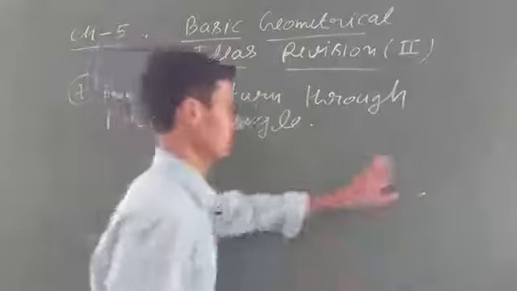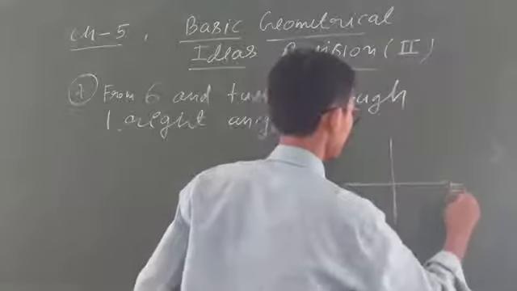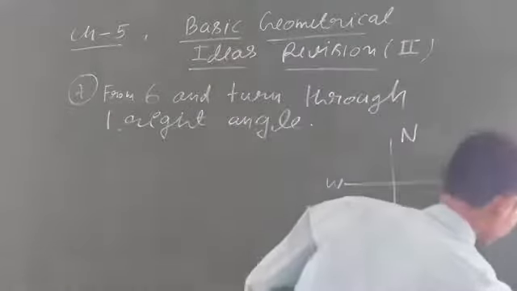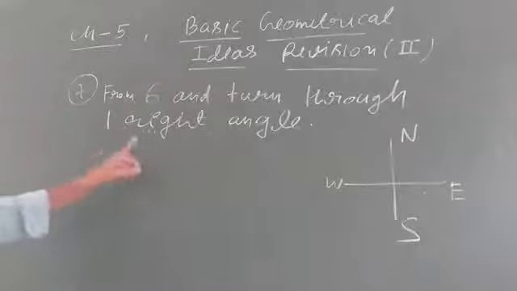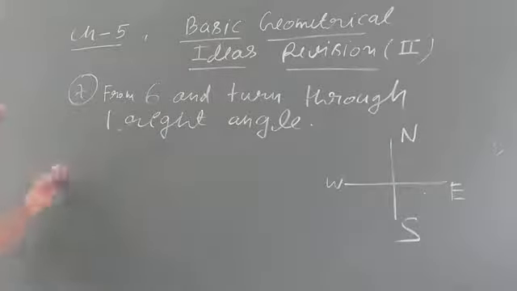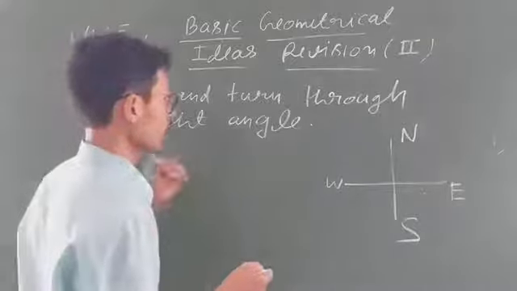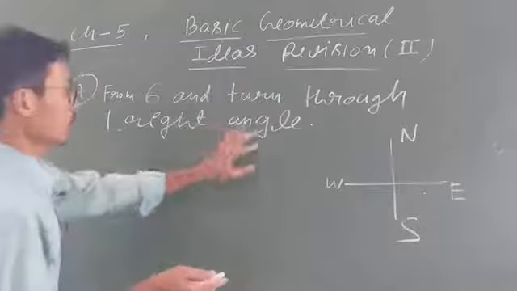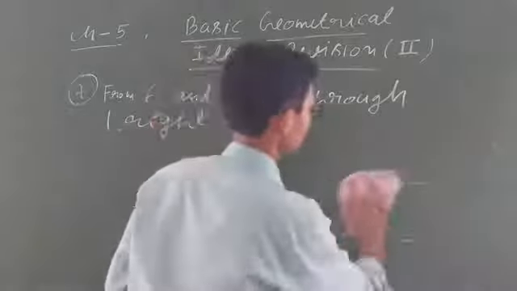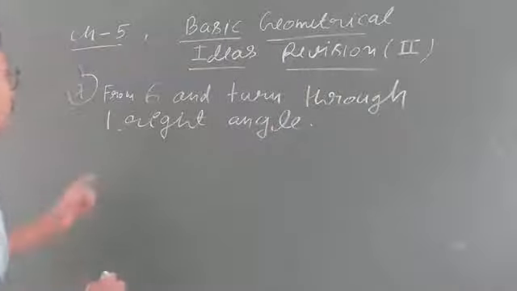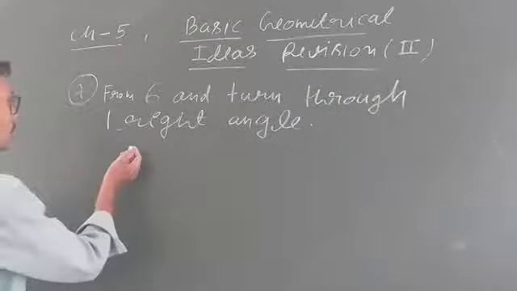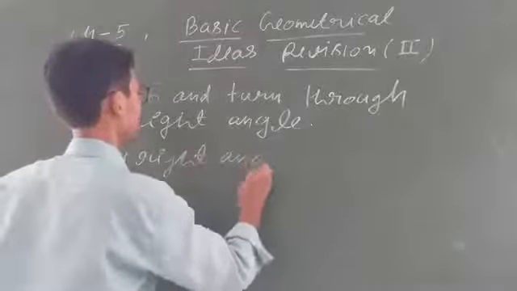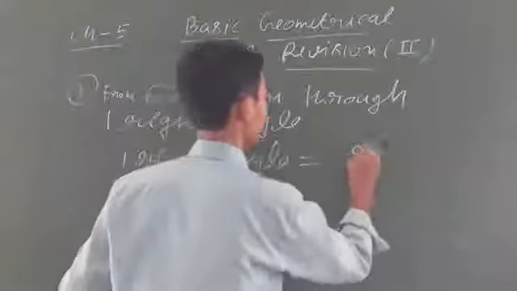Okay, see, again you will draw a diagram: east, west, north, south. Clear everyone? From 6 and turn through one right angle. But here, how will you solve? You don't need this diagram. No need of this diagram. From 6 and turn through one right angle. Now you know that one right angle is equal to 90 degrees.